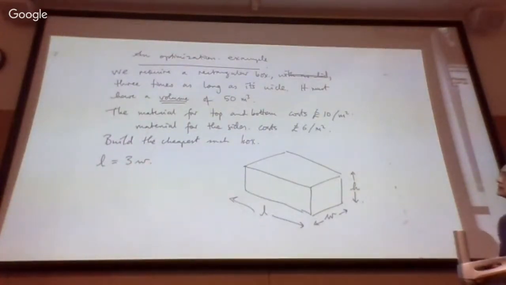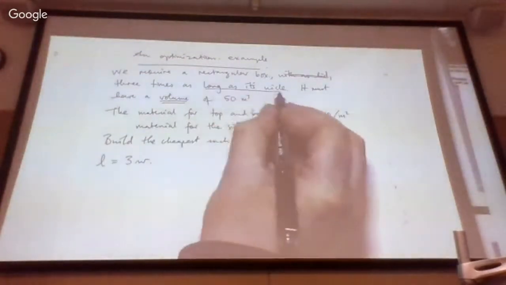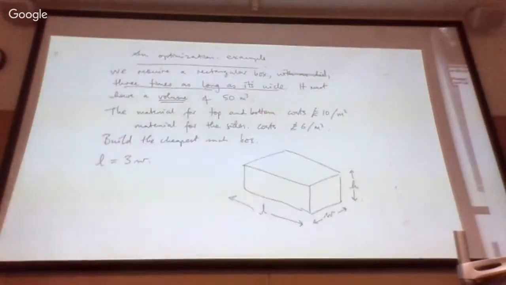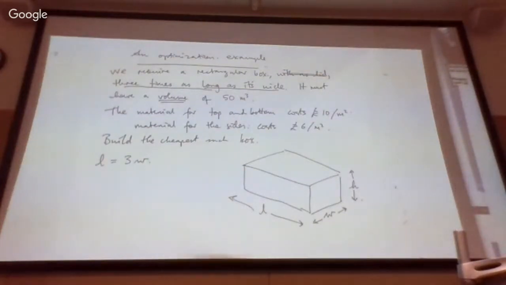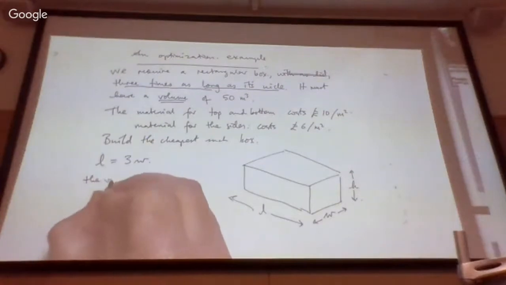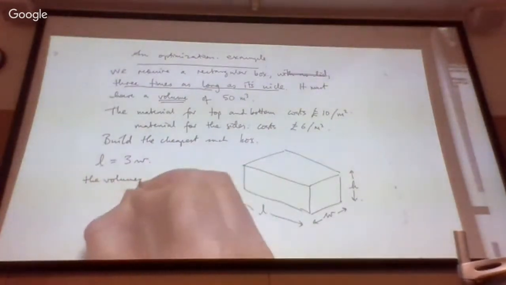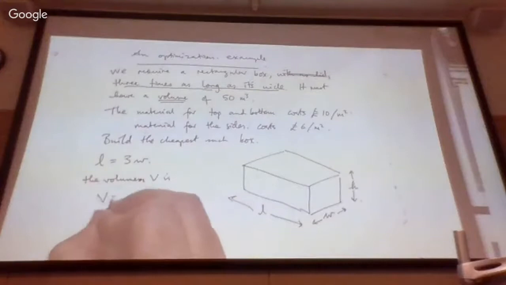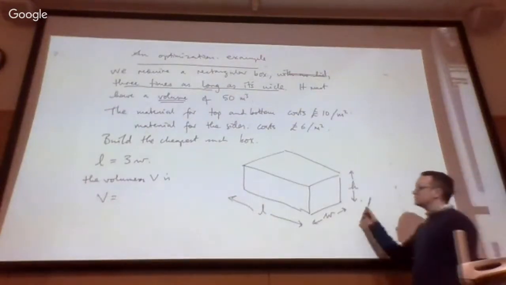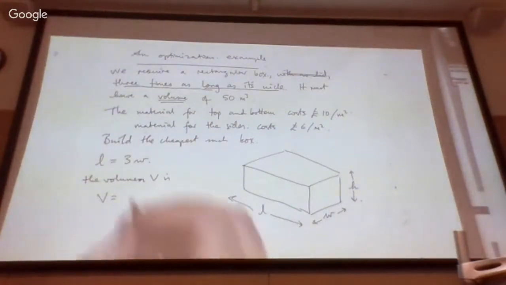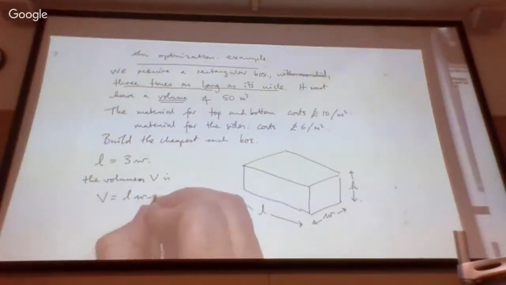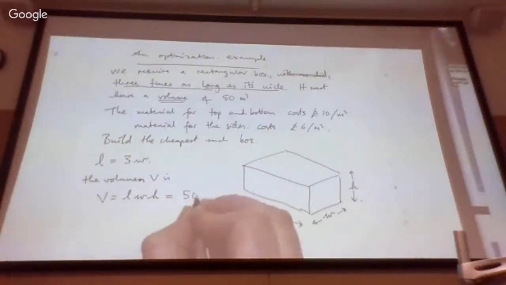Okay, so we're trying to encode the various facts that we're given. So three times as long as it's wide. Okay, we got that. L is three times W. We're given information about the volume. What is the volume of this box? Volume V is, well, okay, what's the formula for the volume of a box? The volume for a box is quite simple, just the product of the three dimensions. Okay, the volume of this box is L times W times H, and that's required to be 50.